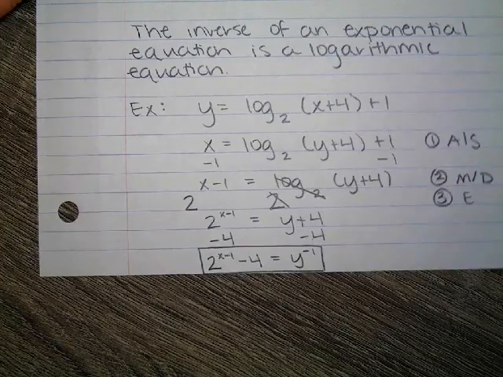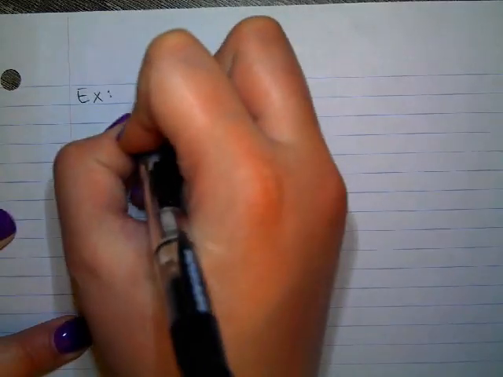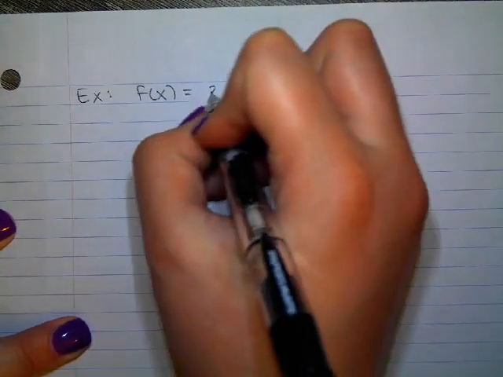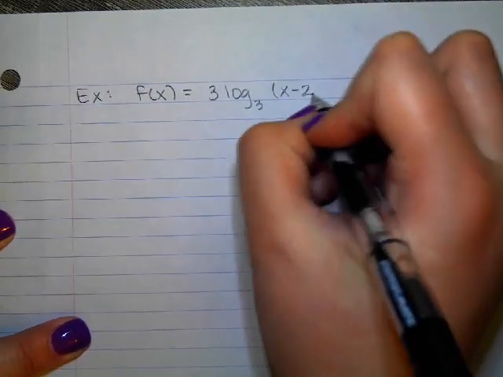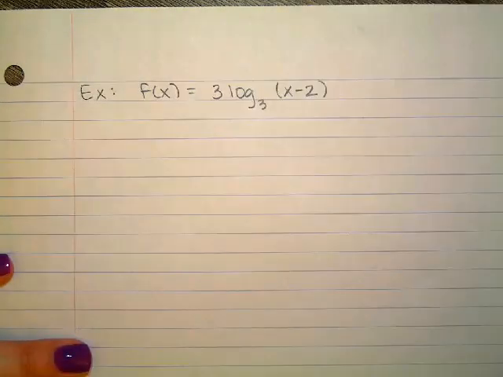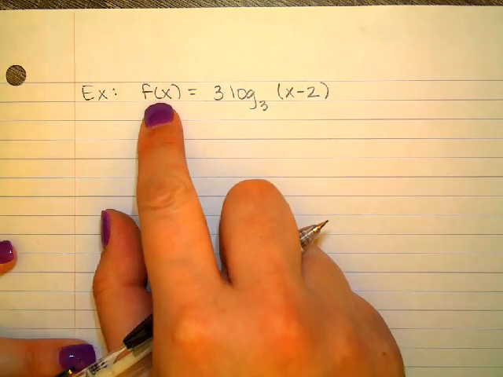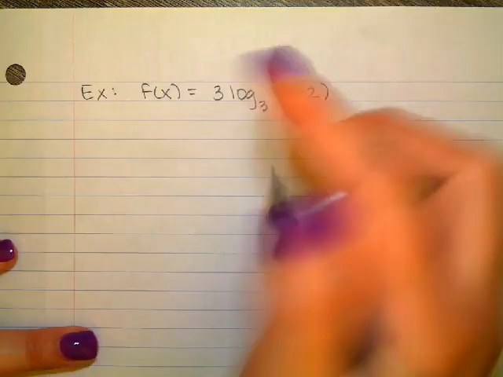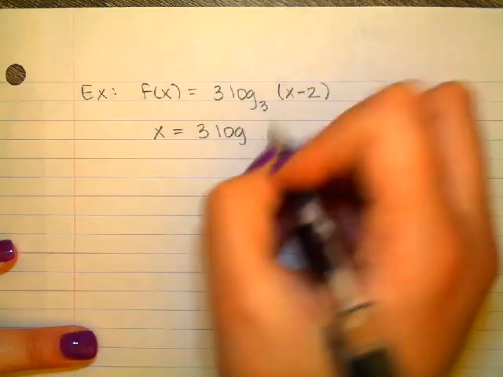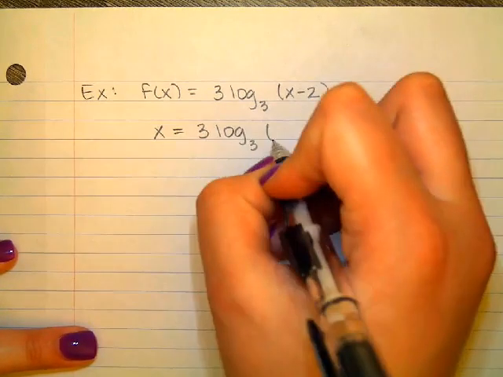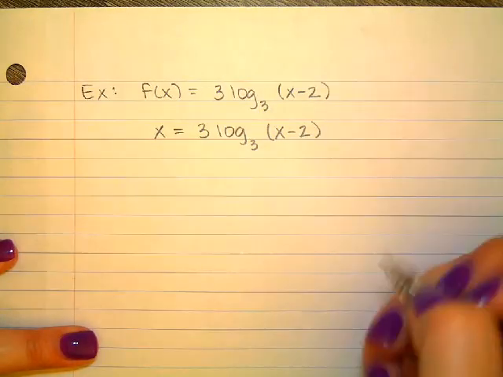All right, we're going to do one last example. So here we have f of x equals 3 times log base 6 of x minus 2. So again, the first step is to trade your x and y. f of x is basically your y. So we're going to say x equals 3 times log base 3 of y minus 2, y minus 2 I mean.